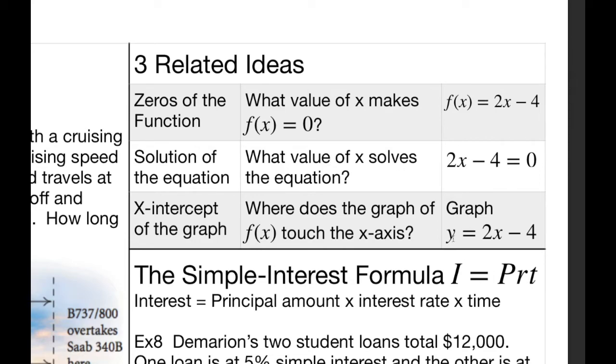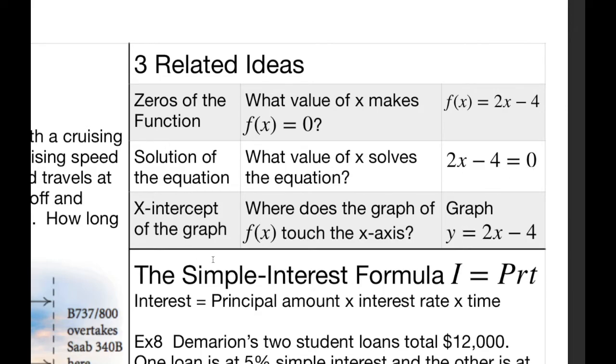And if you were to graph it, not f of x but y equals 2x minus 4, then you would find, along the x-intercept, you would find the value of x equals 2. Where does the graph of f of x touch the x-axis? It touches it at 2. And how do we know? It's because you take 0 and plug it in here and solve, and you get x equals 2.